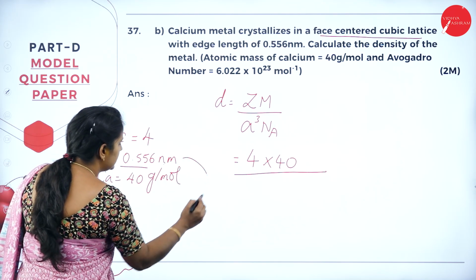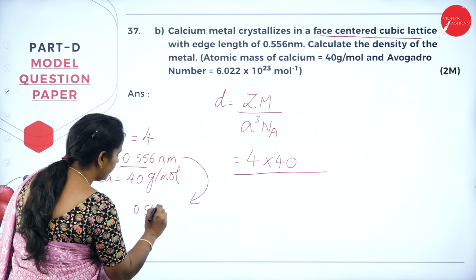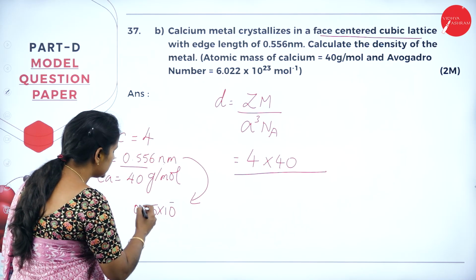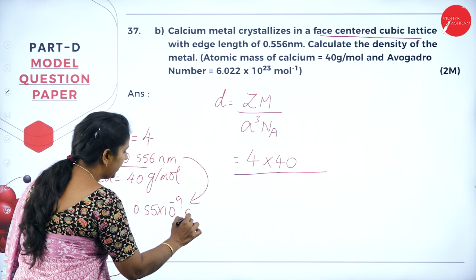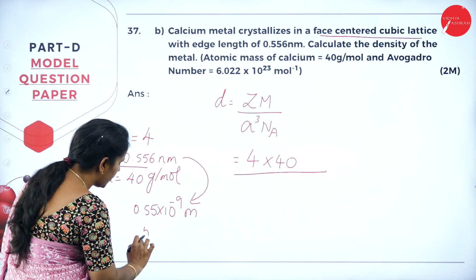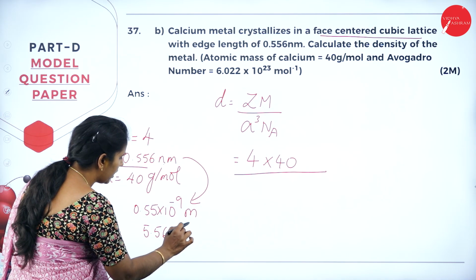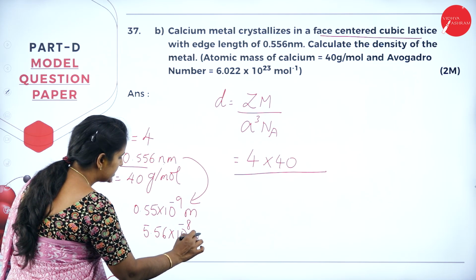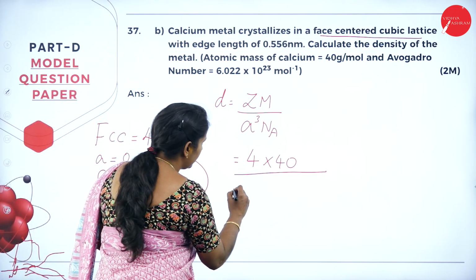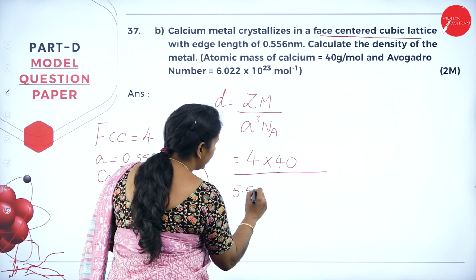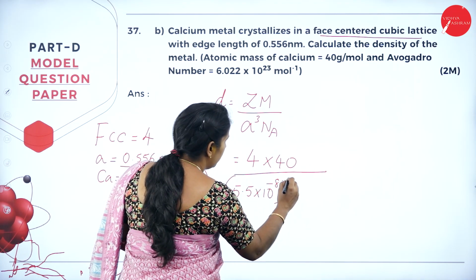So, I can write this as 0.55 into 10 to the power of minus 9 meter, and I can shift the decimal point by one place, I can get it as 5.56 into 10 to the power of minus 8 centimeter. Okay. So, now I will keep this value 5.5 into 10 to the power of minus 8 whole cube.